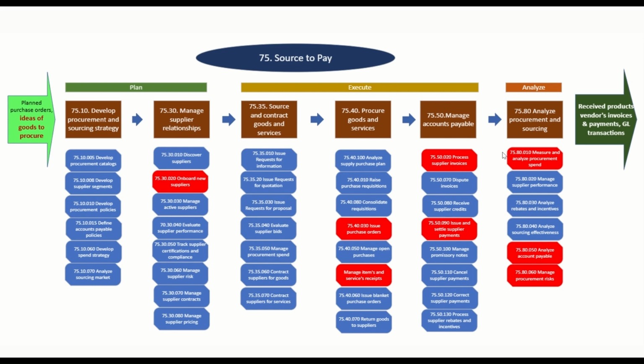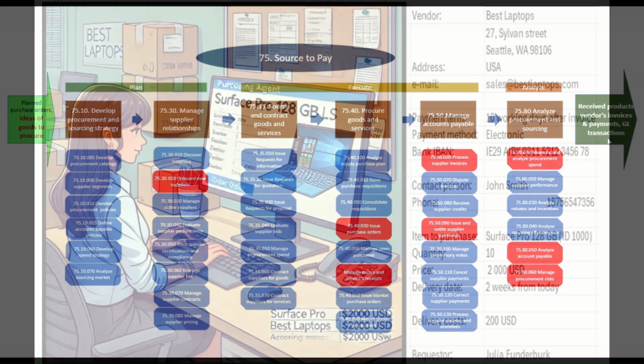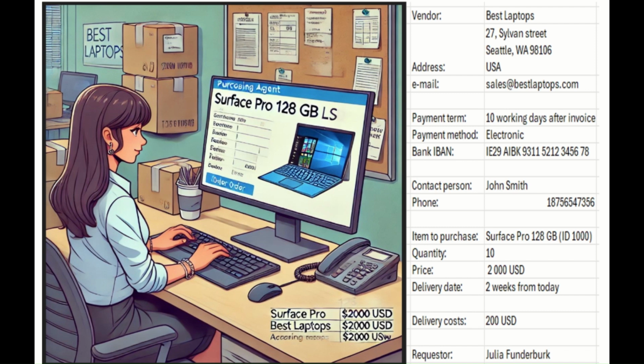We will review the outcome objects. Received goods, vendors' invoices and payments, inventory transactions, finance transactions. In our scenario, steps are executed by a purchasing agent, a buying agent, and an account payable clerk. Now we can start our demo.